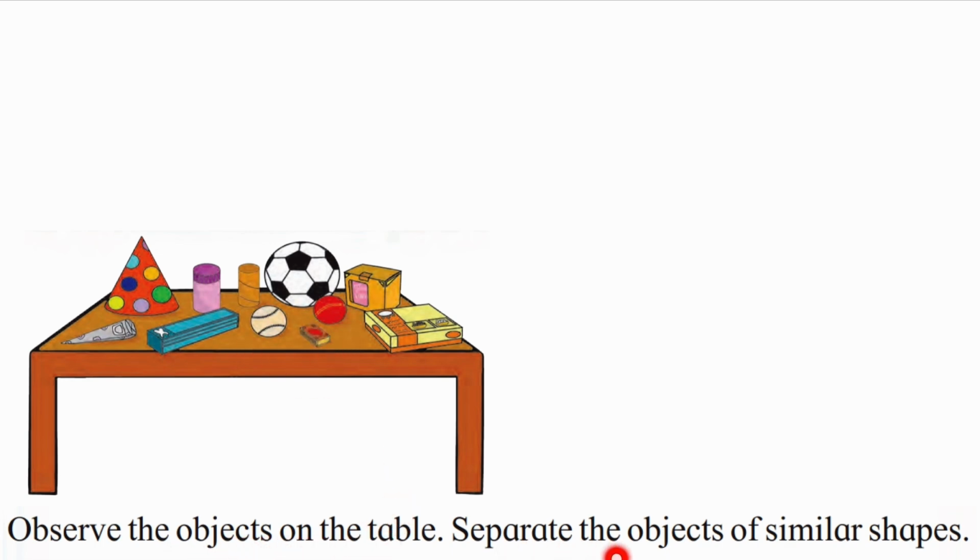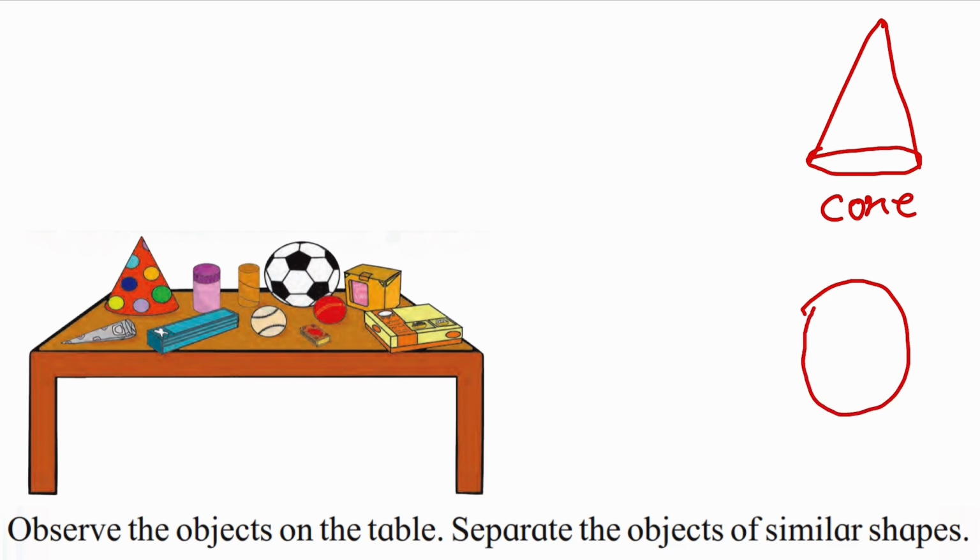Okay. Separate the objects of similar shapes. For example, if I tell you to separate the objects which have the shape like a cone, then what will you do? You will tell me the name of the clown's cap, a mehendi cone, right? If I tell you to separate the objects which have the shape like a sphere, then what will you do? You will tell me the names of ball, cricket ball, this ball, right?